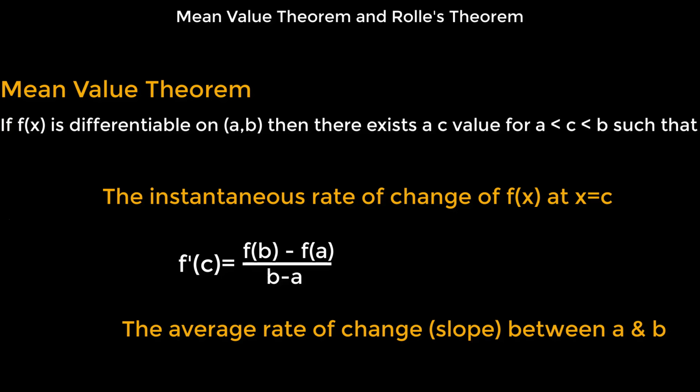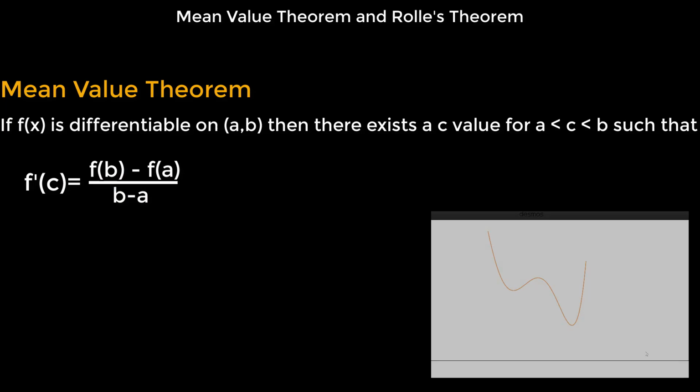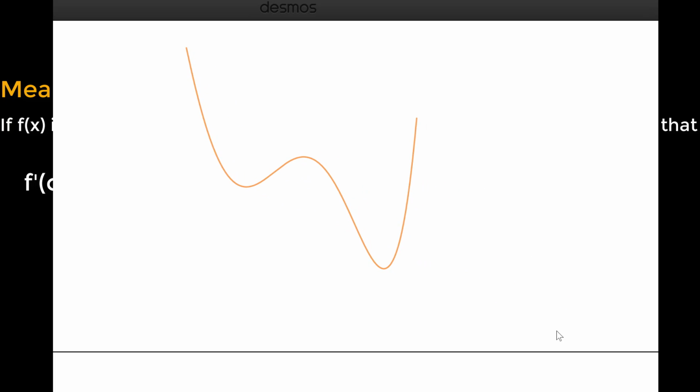And so let's go ahead and solidify this with visuals. Let's take a look at this function's graph. I'm going to label this f of x, and it starts at a and ends at b. This function is continuous on the interval a b inclusive, and it's differentiable on a to b non-inclusive.